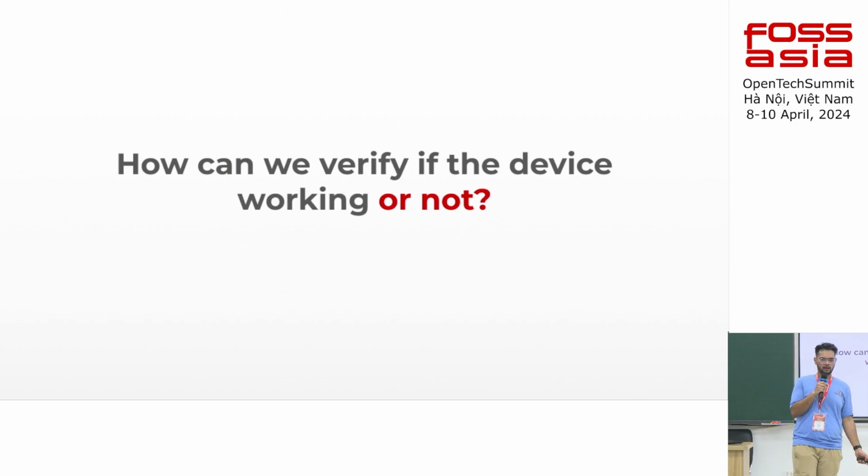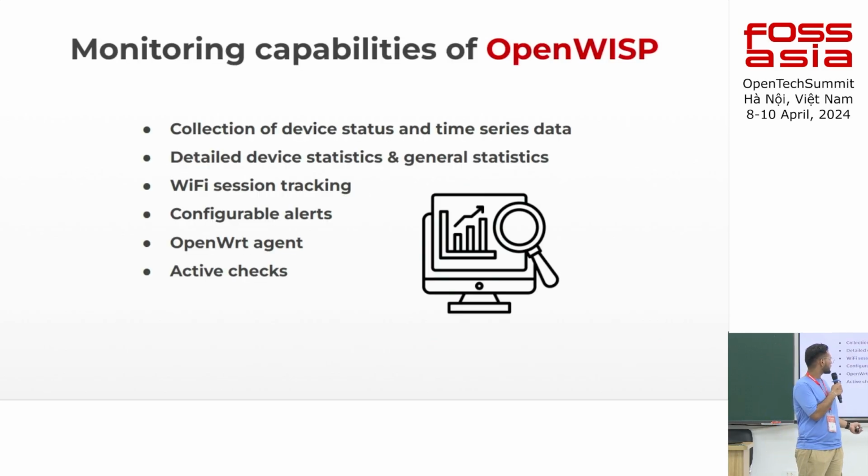Okay, we have been talking about configuring the device. You have changed the configuration on the device on OpenWISP. How would we know whether those configurations get applied or not, and whether a device is online or unreachable, or is experiencing some kind of issues, like is it under load, is it running out of memory, is it running out of storage, etc. So that functionality is also built into OpenWISP.